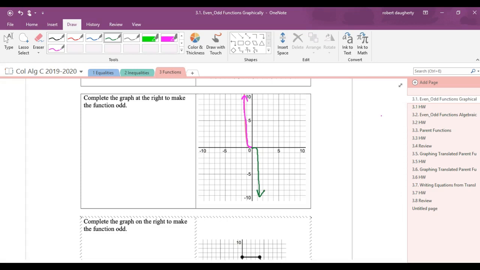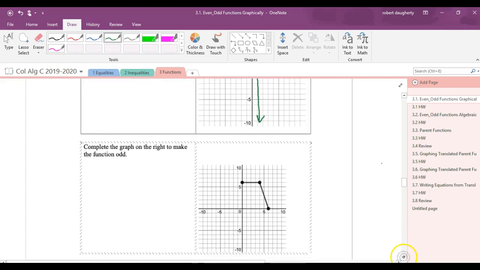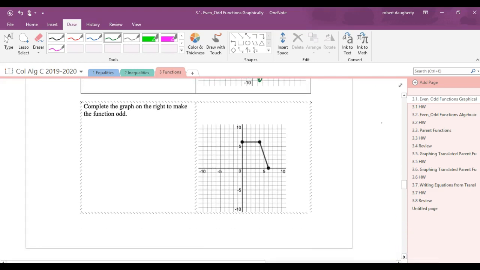So you guys try one, the next one. So what I want you to do is make this an odd function. And you should get something that looks like this graph here, okay? So to make a function odd, you just do the opposite.